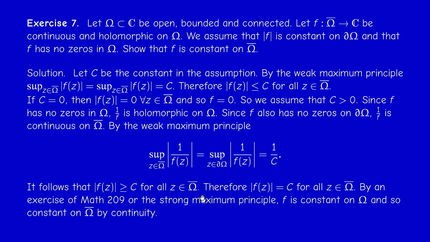But you may also use the strong maximum principle, okay? Because if the modulus of f is constant, then the modulus of f achieves a maximum value inside. So f is constant, right? If it's constant on omega, it's constant on omega bar by continuity. So you have two ways to deduce that f is constant from the fact that the modulus of f is constant. So this concludes exercise 7.